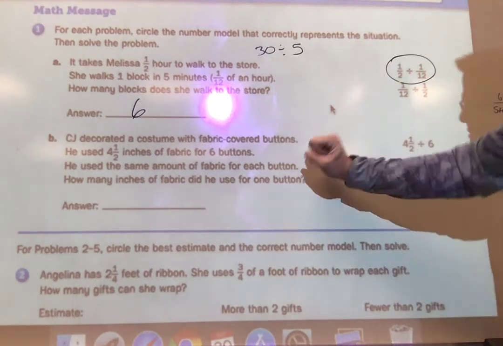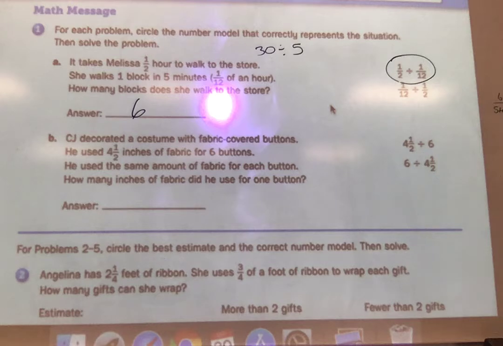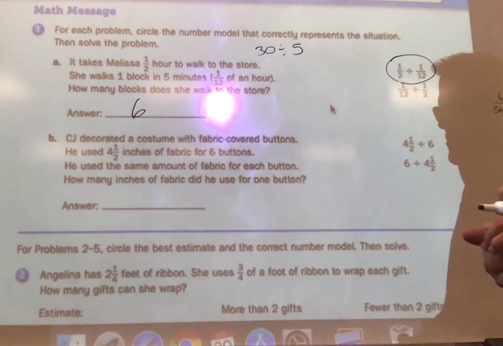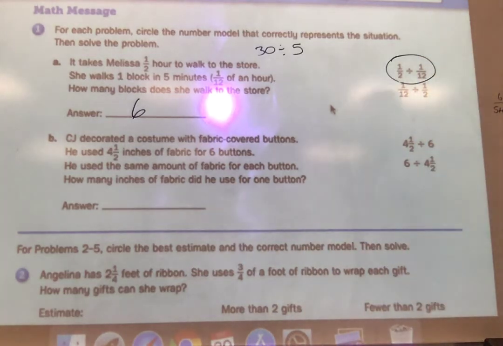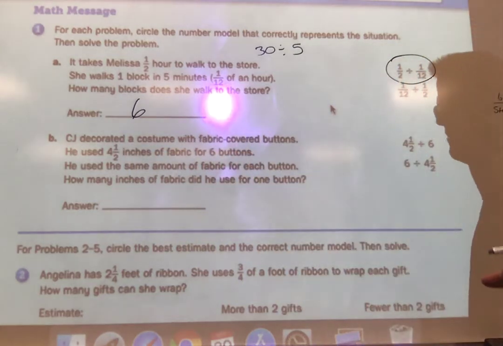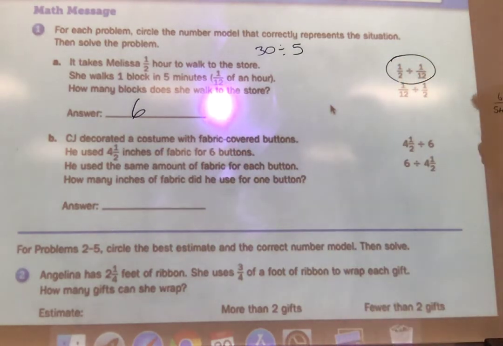Okay. Question B. CJ decorated a costume with fabric-covered buttons. He used 4.5 inches of fabric for 6 buttons. He used the same amount of fabric for each button. How many inches of fabric did he use for one button? Okay, so I'm trying to figure out how many inches of fabric he used for one button. All right, so again, what's he starting out with? What groups is he dividing into? Well, in this case, he only has 4.5 inches, and he wants to divide that into a group of 6. That'll break it down to one button for us here.